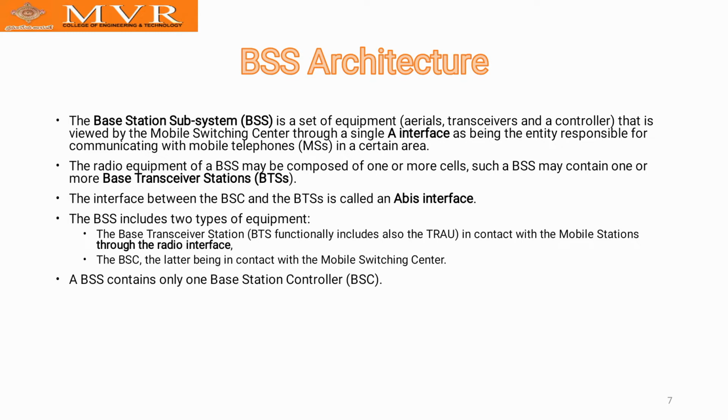So here it has the radio equipment. This radio equipment is composed of one or more cells, such as a BSS may contain one or more, and base transceiver stations may contain one or more. The interface between the BSC and BTS is called the Abis interface. This Abis interface includes two types of equipment. Those are the BTS functionalities, and it includes the TRAU. That TRAU we can discuss in the next sections.